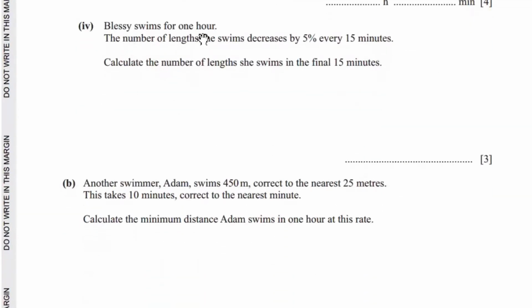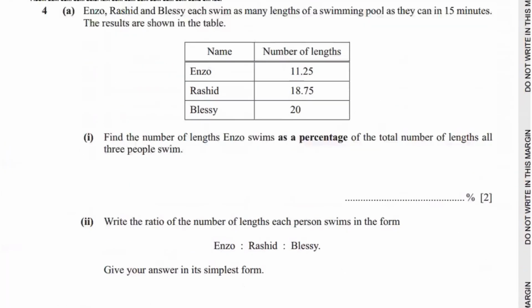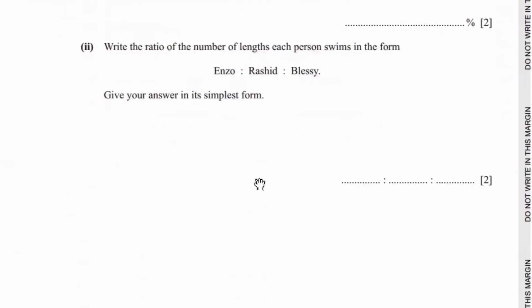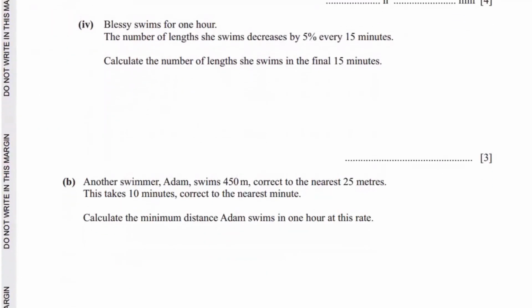Then it says Blessy swims for 1 hour. The number of lengths she swims decreases by 5% every 15 minutes. Calculate the number of lengths she swims in the final 15 minutes. So the number of lengths are decreasing by 5% every 15 minutes. First, we need to see how many lengths she swam initially, which is 20. So 20 lengths are decreasing by 5% every 15 minutes.